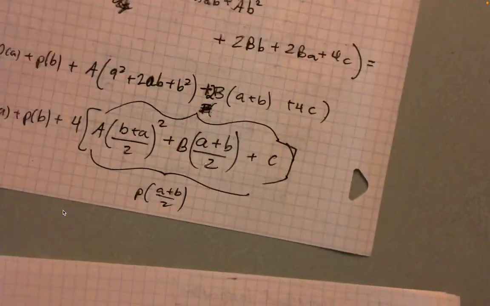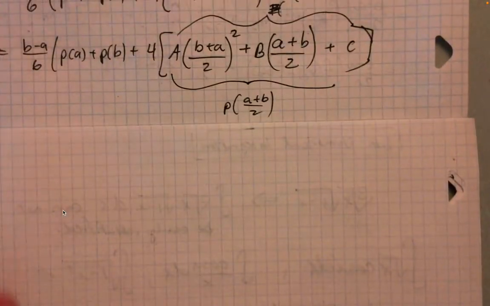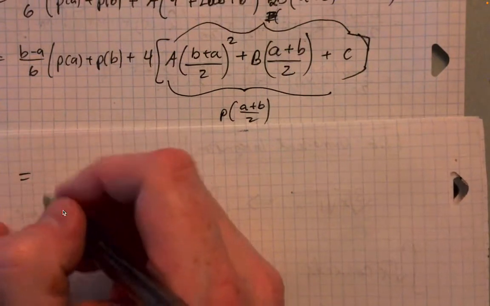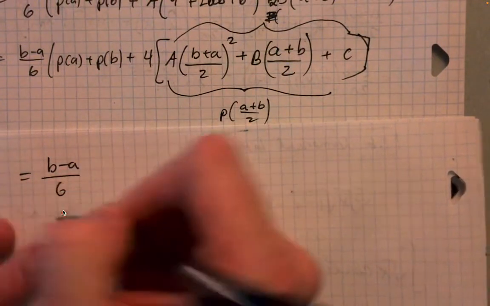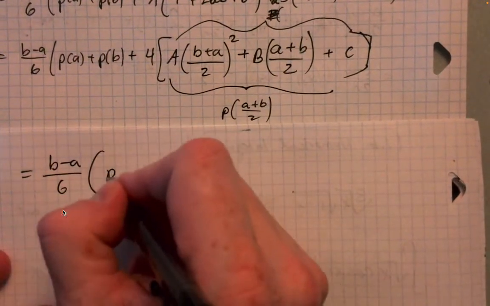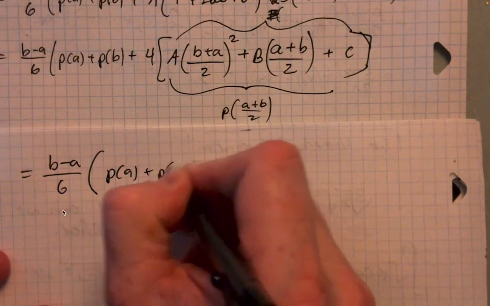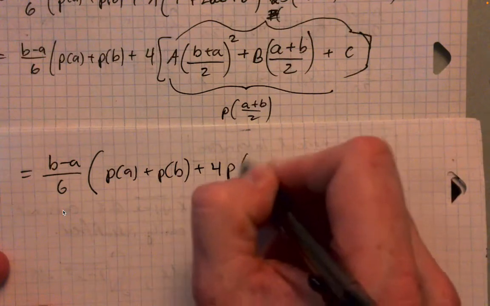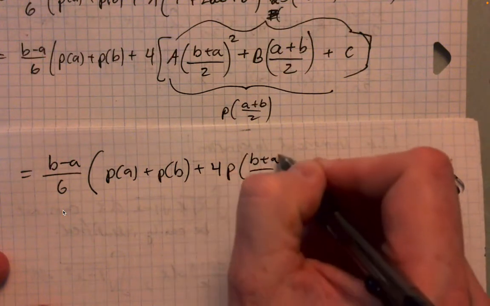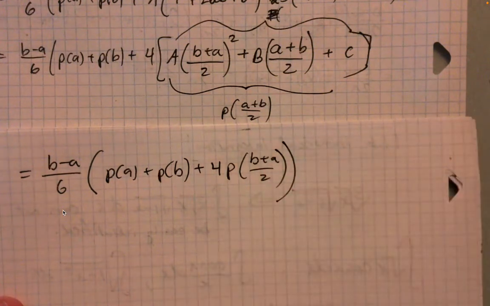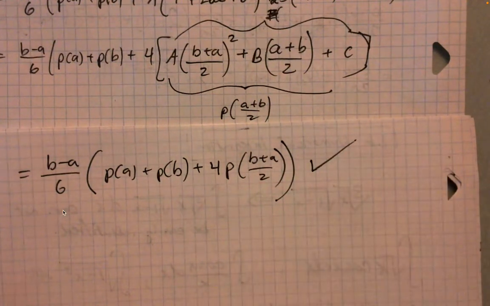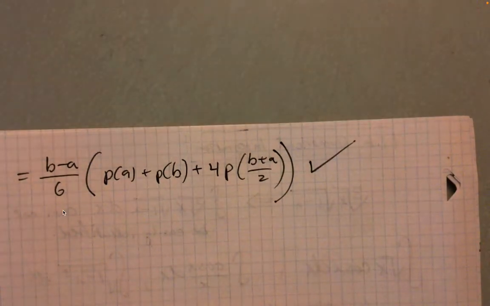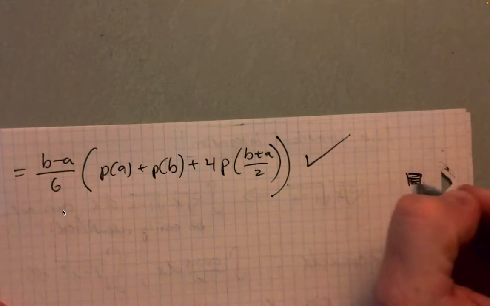just to summarize, the whole thing is equal to (B minus A)/6 times P of A plus P of B plus 4 times P of (B plus A)/2. Okay, and that's basically what we needed. So you can think that's sort of the end of the proof.